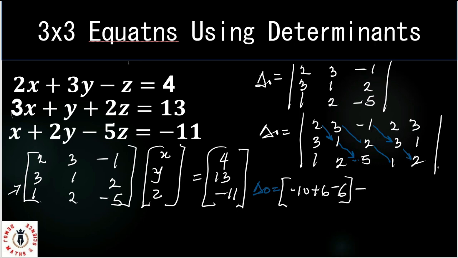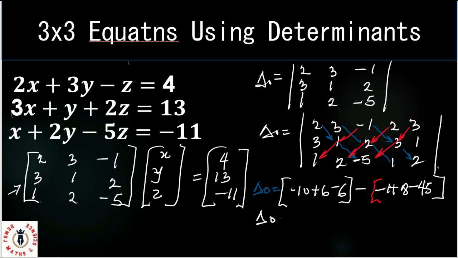Now, we'll pick the major diagonals from the other side, and subtract them. We'll be picking minus 1 to 1 to 1, 2 to 2 to 2, then 3 to 3 to minus 5. So this becomes minus 1 times 1 times 1, that's minus 1. 2 times 2 times 2, that's plus 8. Minus 5 times 3 times 3, that's minus 45. Then I close the bracket.